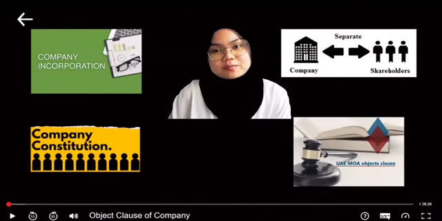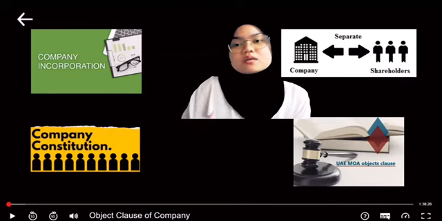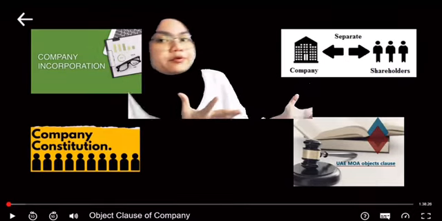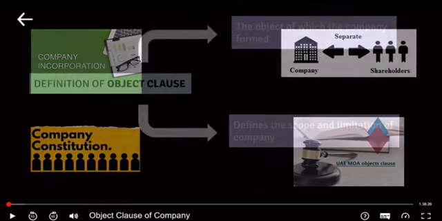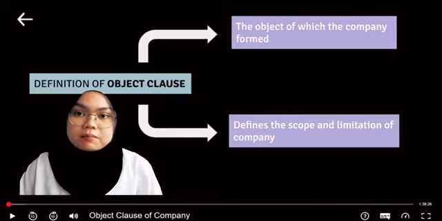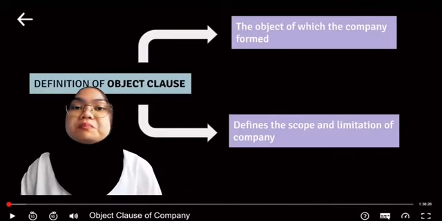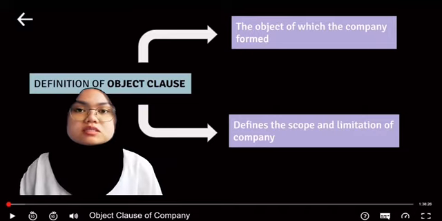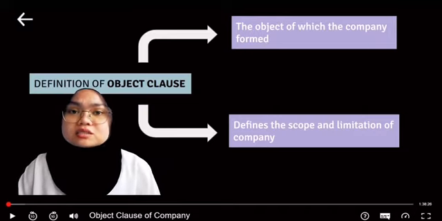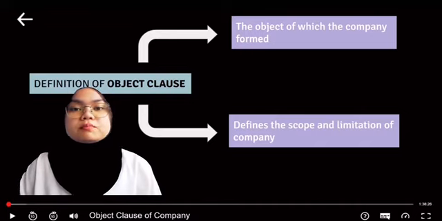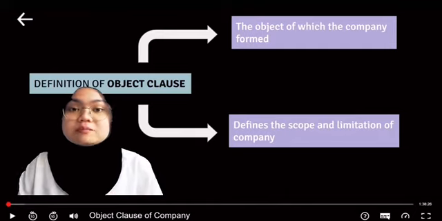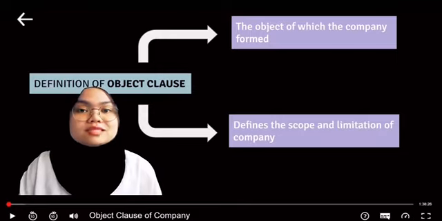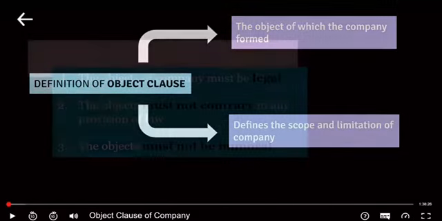So, let's do some recap. In the previous video, we have talked about company incorporation, separate legal entities, and constitution of company. So, what's next? Last but not least, the object clause of a company. What is the meaning of object clause? Object clause is the object for which the company is formed. It is the most important part of the Memorandum of Association. It indicates the range of scope and limitation of which the company can form. So the company can only do activities that are stated in the object clause.